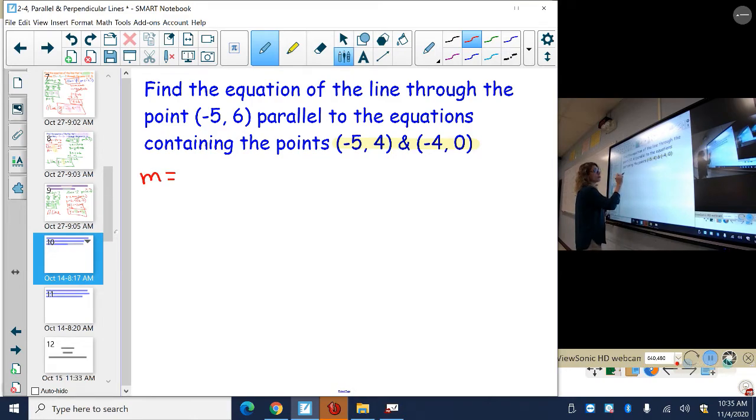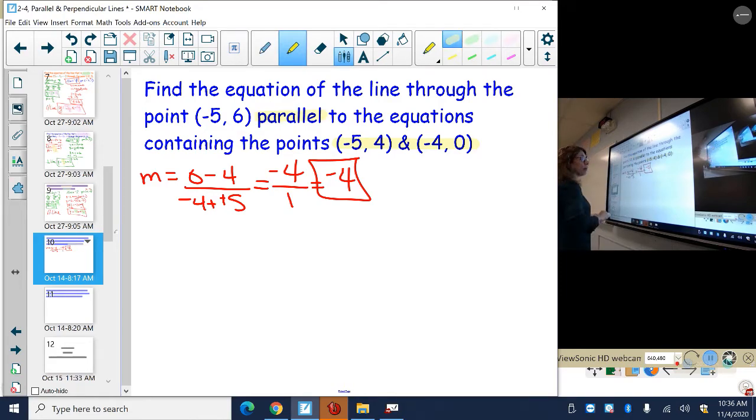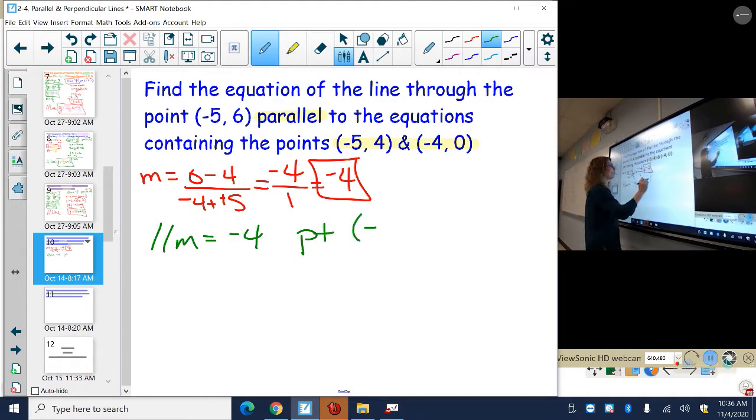So my slope is going to be 0 minus 4 over -4 minus -5. So that's -4 over 1. So my slope is -4. Well, that's easy. Because now I want to say, well, what am I asking for? They're asking for a parallel line, which means a parallel line requires you to have a parallel slope. So my parallel slope is the same, and I'm going to use the point that they give me. So I'm going to use the same formula that we just used last time.